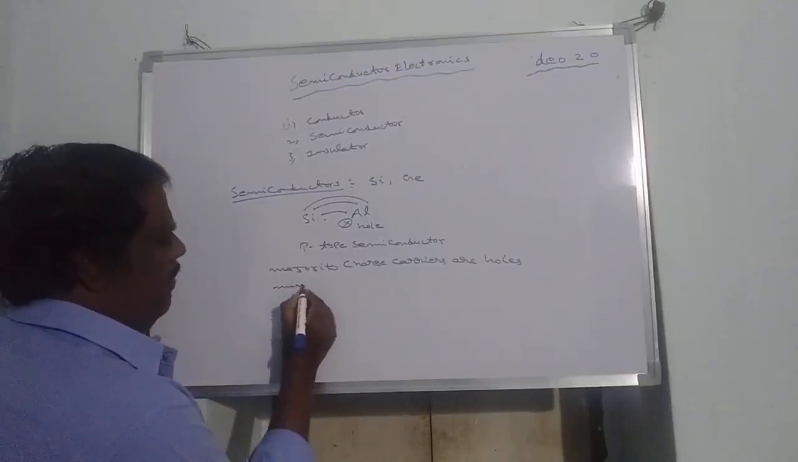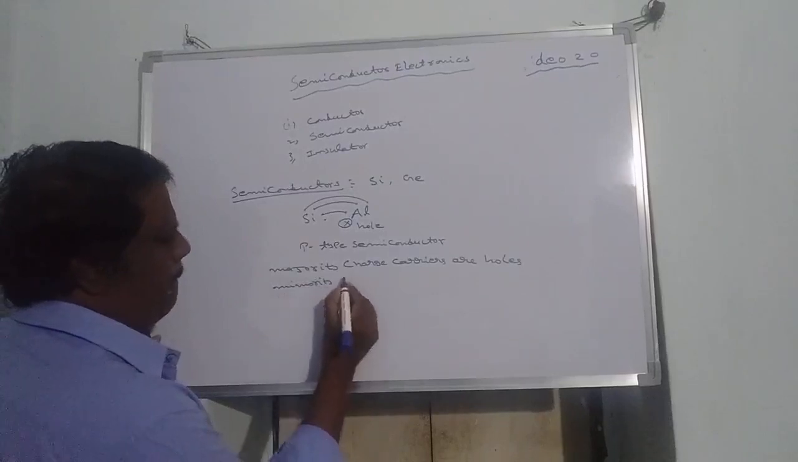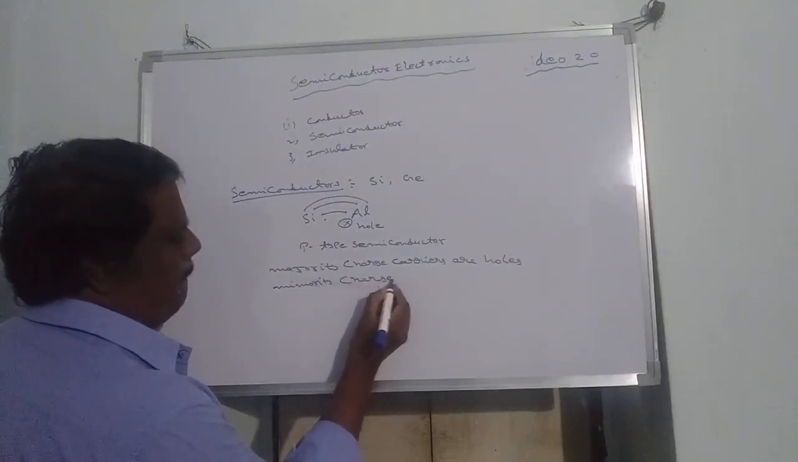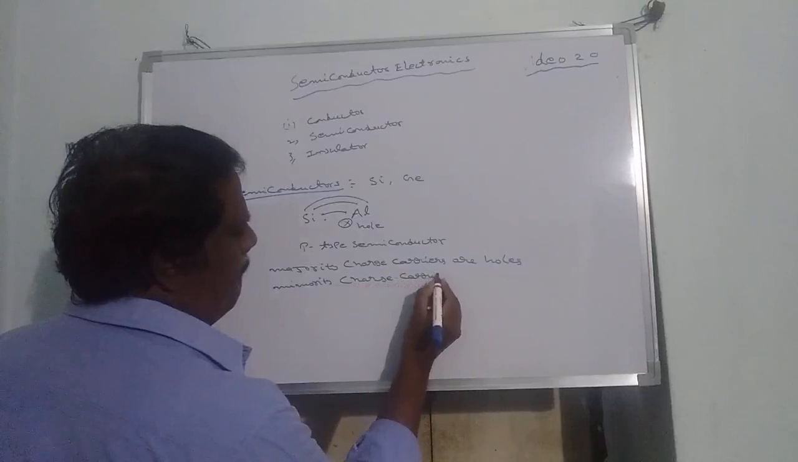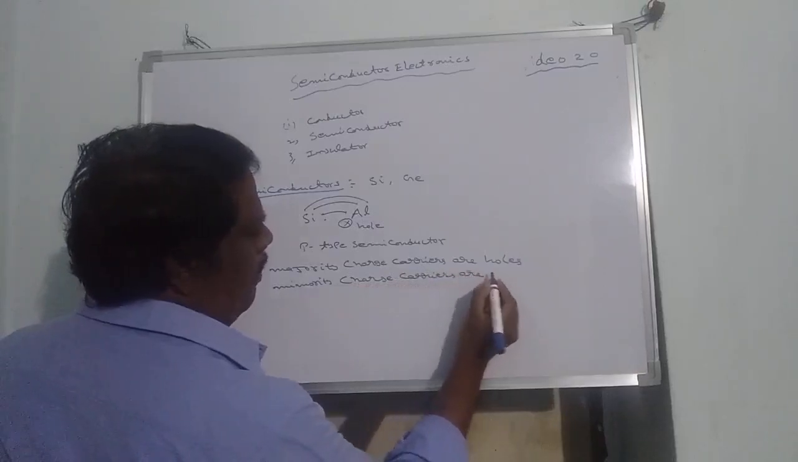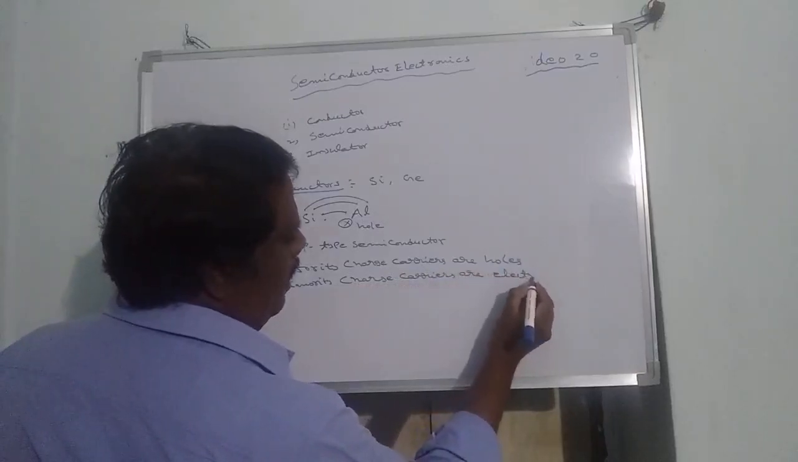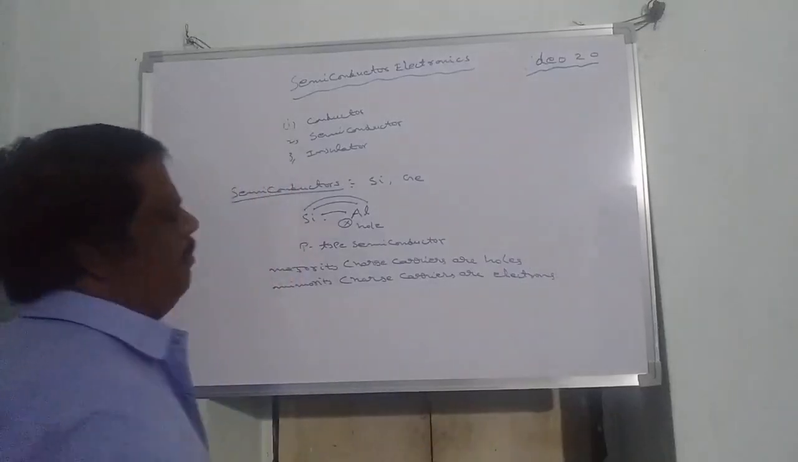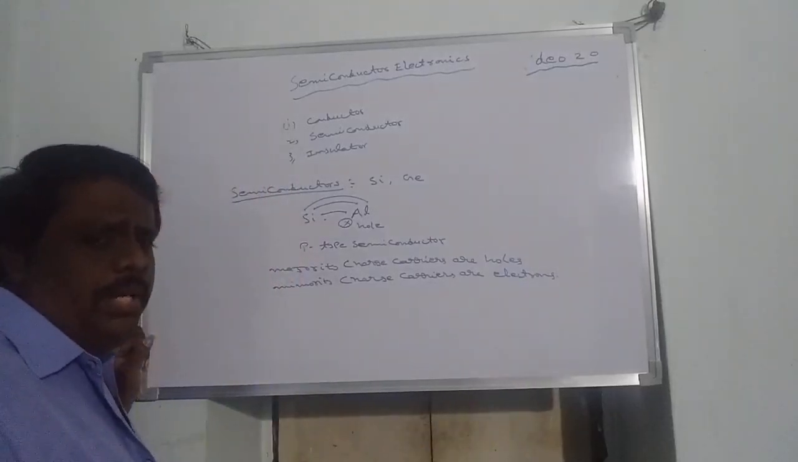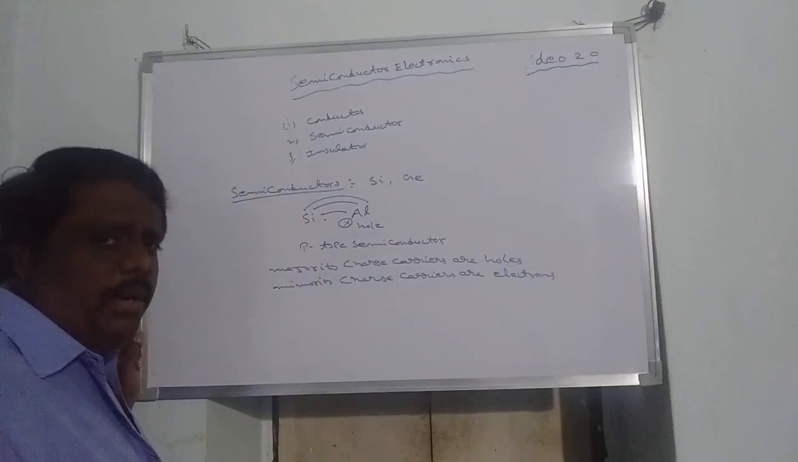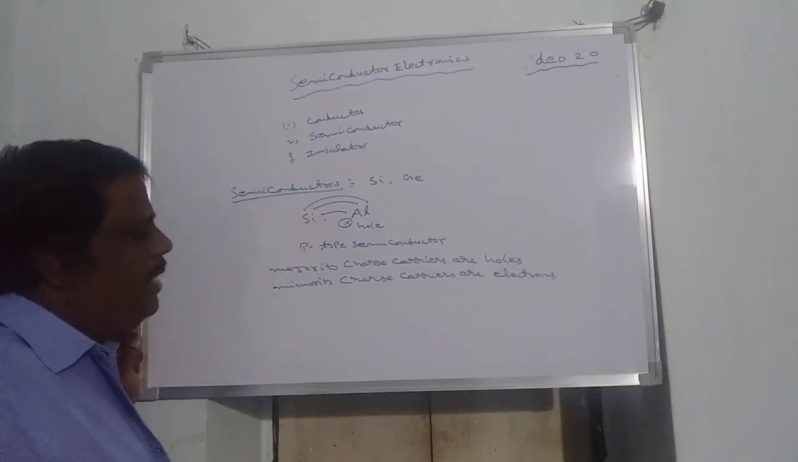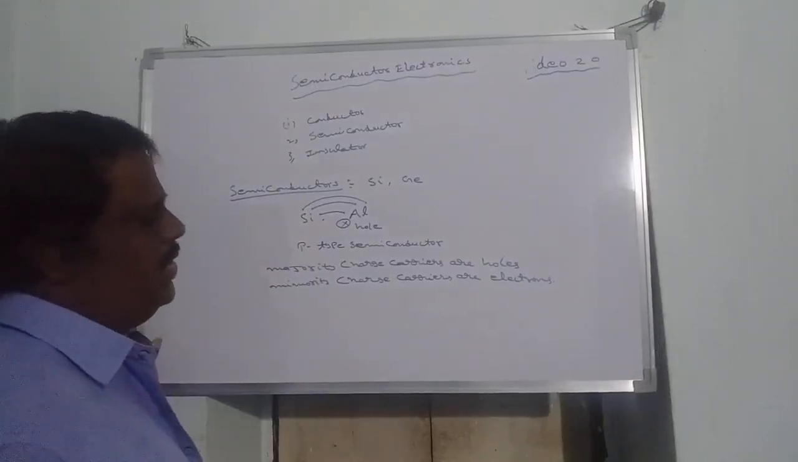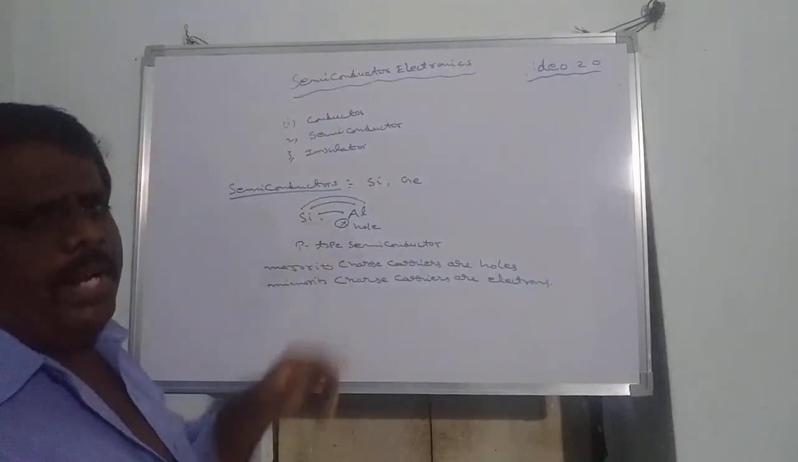Similarly, minority charge carriers are electrons. Majority charge carriers are holes. That means maximum charge will be carried by the holes, and minimum, that means minority charge carriers, are electrons. How are these p-type semiconductors formed?